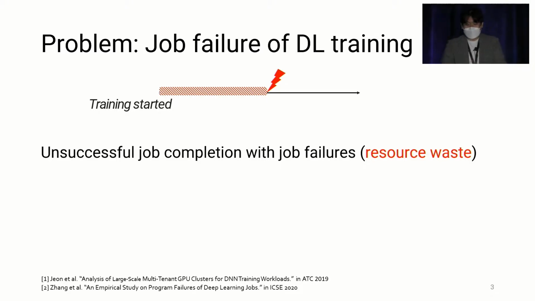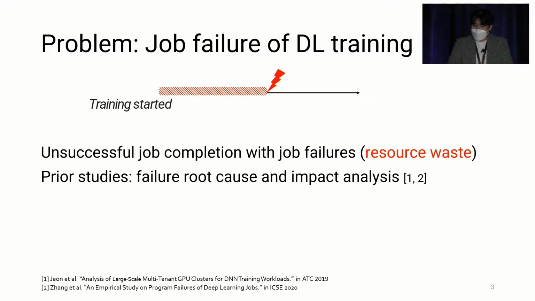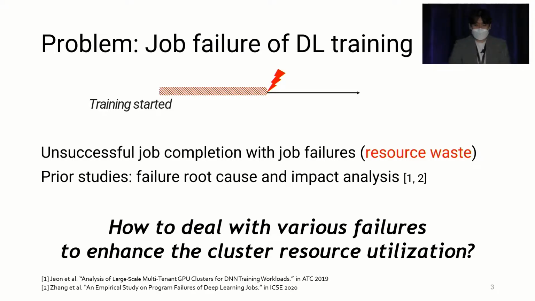In this shared GPU cluster, one major source of resource inefficiency is unsuccessful job completion due to job failure. Job failure occurs during daily training, and this results in a waste of GPU resources used until the failure occurs. Previous studies focus on workload characterization and discuss how failure affects cluster utilization. They found there are many types of failure in shared GPU clusters, and it is hard to generalize and categorize the failures based on each reason for the failure. Our research differs from this study in that we present an actual method to leverage knowledge from prior works. So, the key research question is, how do we deal with various failures to enhance the cluster resource utilization?